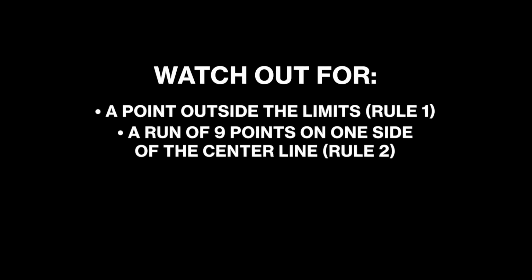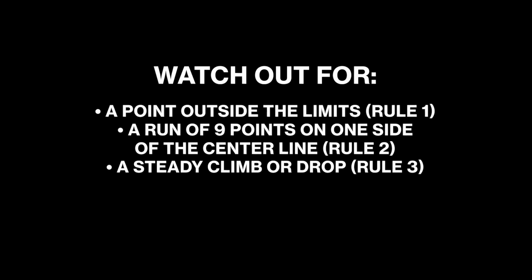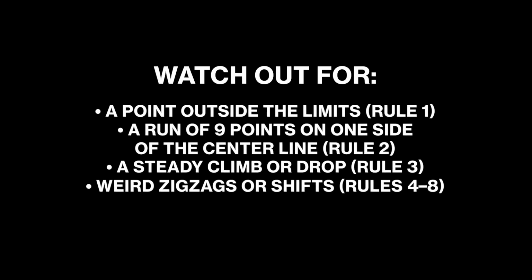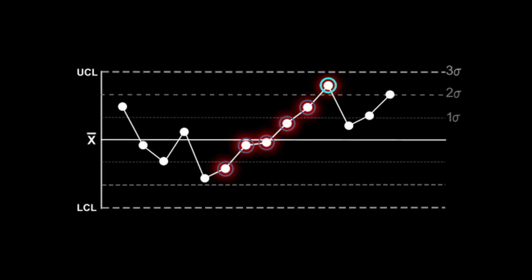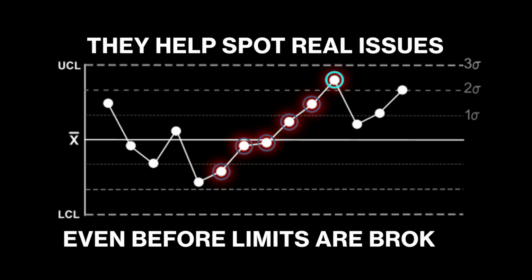A run of 9 points on one side of the center line, Rule 2. A steady climb or drop, Rule 3. Weird zigzags or shifts, Rules 4 to 8. These are called the Nelson rules. They help spot real issues even before limits are broken.